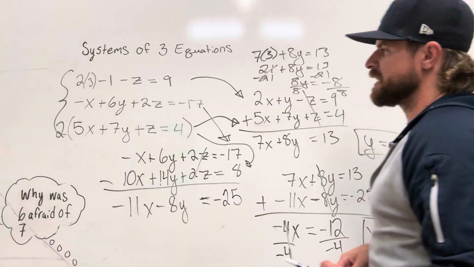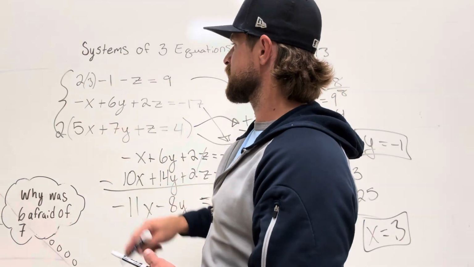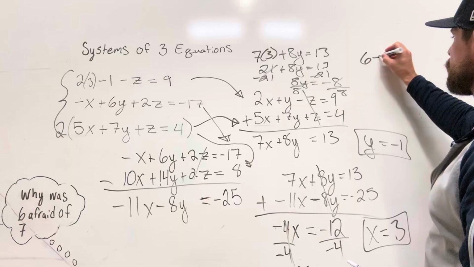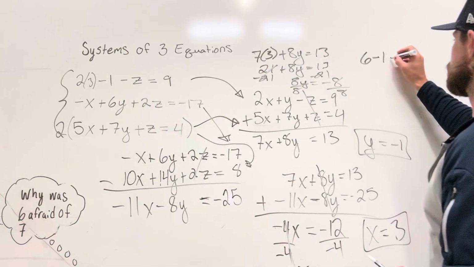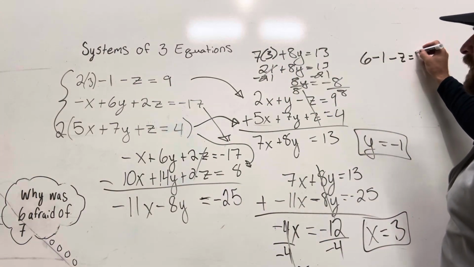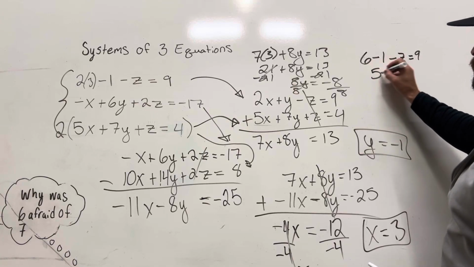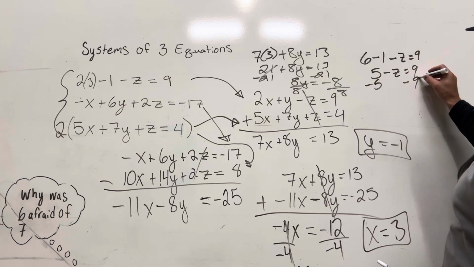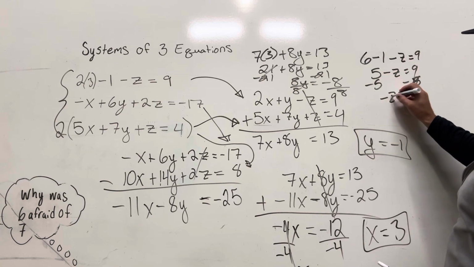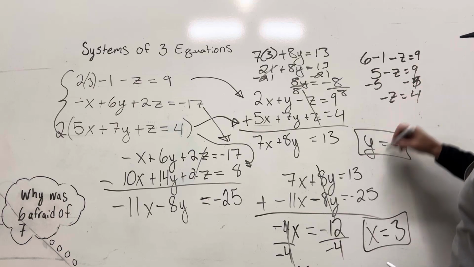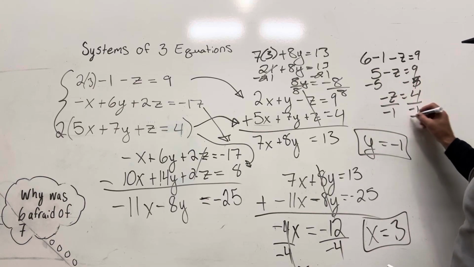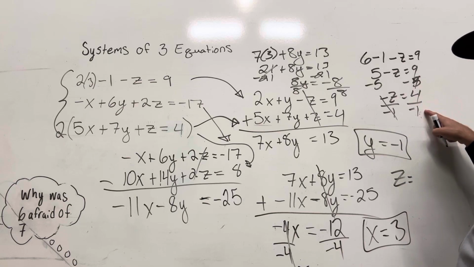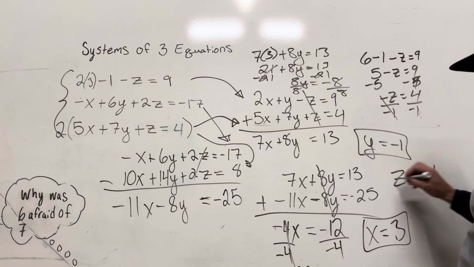Okay, so we got to figure out what our answer here would be. 2 times 3 is 6. So we could just go over here and say 6 minus 1 minus z equals 9. 6 minus 1 is 5 minus z equals 9. Take away 5, take away 5 from 9. Negative z equals 4. Divide by negative 1, divide by negative 1, cancels out. Z is equal to 4 divided by negative 1, which is negative 4.